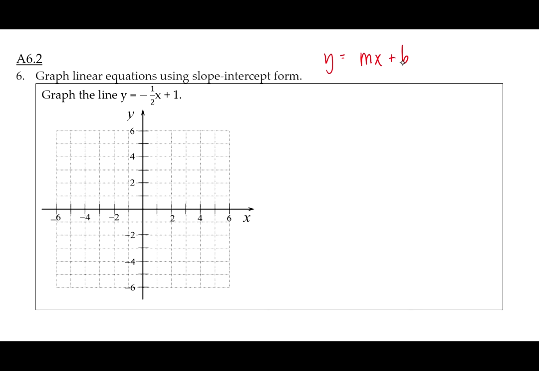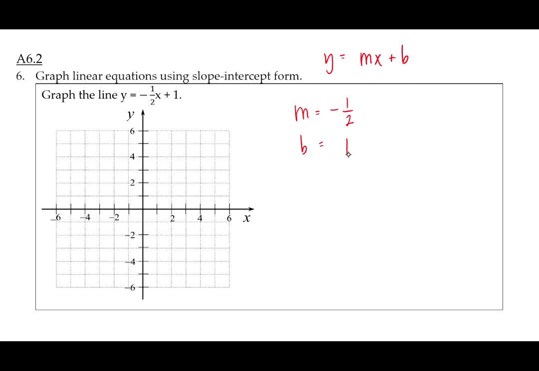For example, graph the line y = -1/2 x + 1. Here, our slope is the coefficient of the x term. That's always the case in slope-intercept form. And for this example, our slope is -1/2. And the y-intercept is the constant term that's being added on to the x term. And in this case, our intercept is 1.